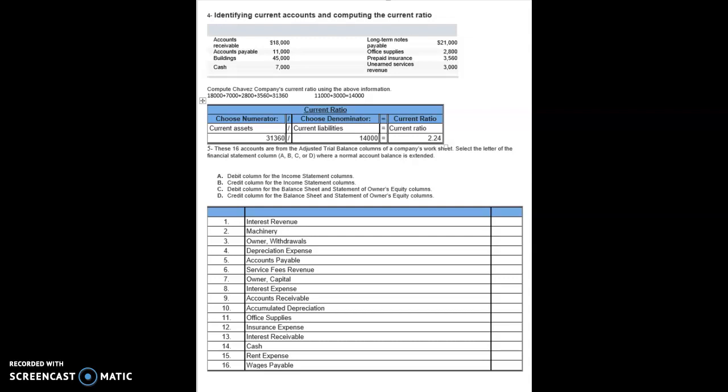Typically a ratio of 1 is the lowest you ever want to see, because if it's below 1, that means that they cannot pay their current liabilities with the amount of current assets that they have. All right, let's look at our next one.